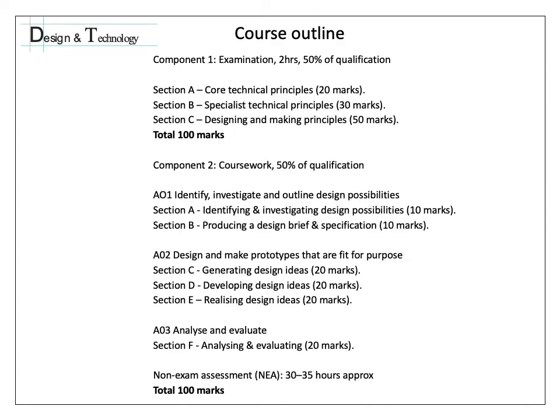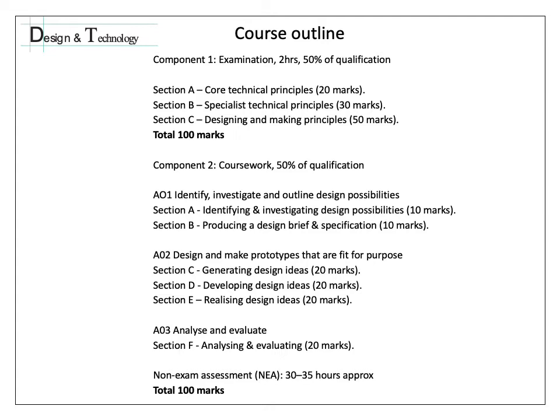So your course outline, you've got two components. Component one is a 2-hour exam, which is worth 50%, which covers 3 sections. You've got section A, B, C. Section A, core technical principles, is multiple choice, and sections B and C are longer exam questions. Again, this is theory, and we'll be covering the theory element within the course in year 10 amongst doing the project as well, the Charity Money Box project.